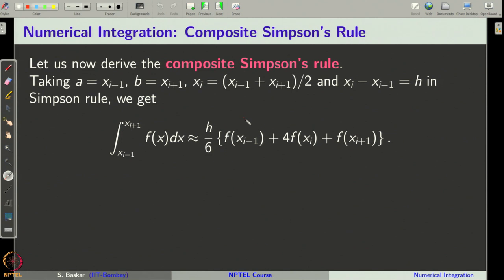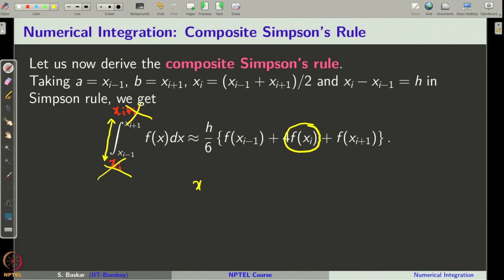You have to somehow manage them with the nodes given to you. Therefore, you cannot take xi and xi plus 1. Suppose you are taking this as xi to xi plus 1, then you can clearly see that there is no node between these two, right? But you need an in-between node in order to define Simpson's rule. Therefore, this way of taking nodes is not correct.